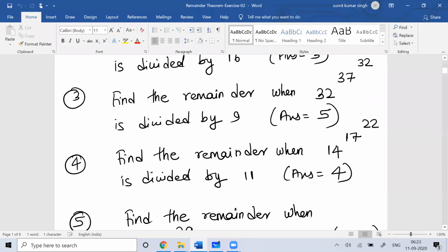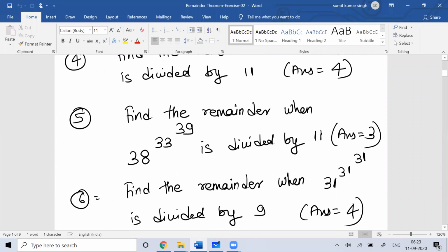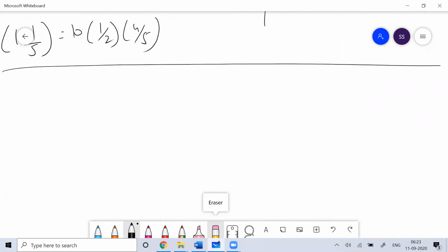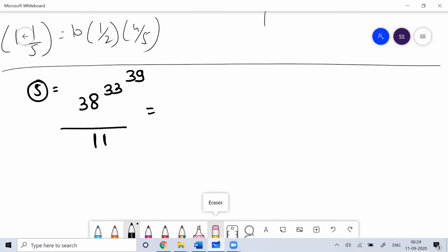You see question number 5. Find the remainder when 38 to the power 33 to the power 39 is divided by 11. First I'll divide 38 by 11. 11 threes are 33, 33 plus 5, so the remainder is 5. So it becomes 5 to the power 33 to the power 39 divided by 11.